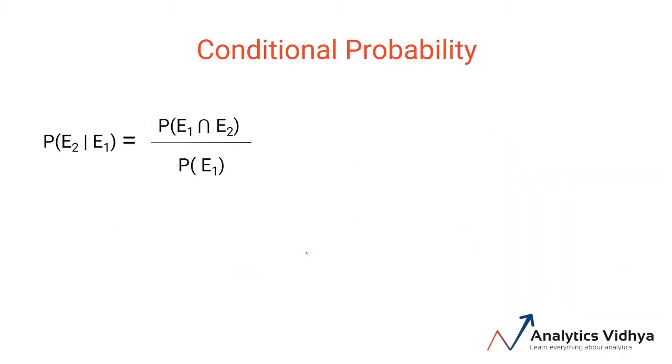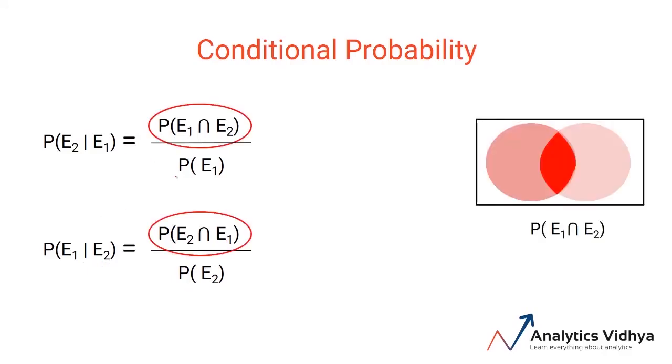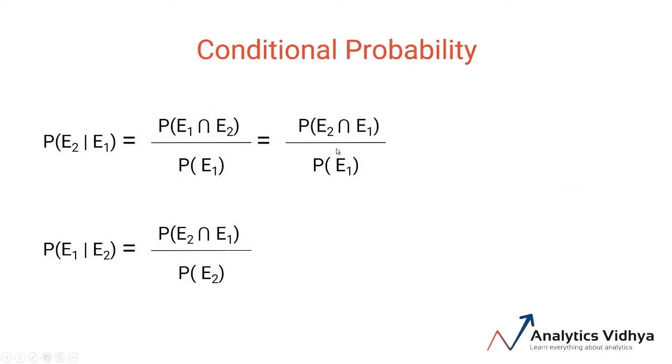So coming back to the formula for conditional probability, we have the probability of occurrence of both E1 intersection E2 divided by the probability of E1. Now similarly I can write it for probability of E1 given the condition E2 as probability of E2 intersection E1 divided by probability of E2. Now note that these two values are the same since this area in both cases does not change. So we can write this first formula in the following manner where we replace probability of E1 intersection E2 with probability of E2 intersection E1.